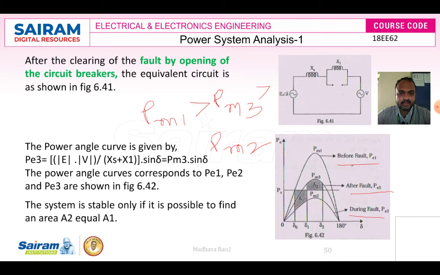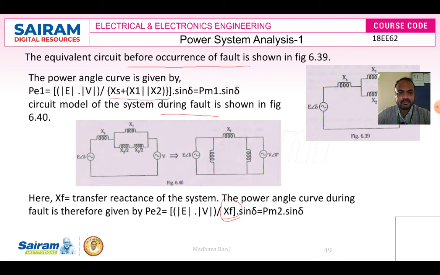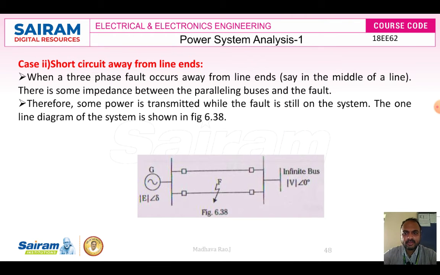Once again, we will recap what we have discussed in this video. Here, short circuit away from line ends. The fault occurs in the middle of the line, so it is not at the end of the line. When a three-phase symmetrical fault occurs away from the line ends, that is called the middle of the line. You can see this in the figure.